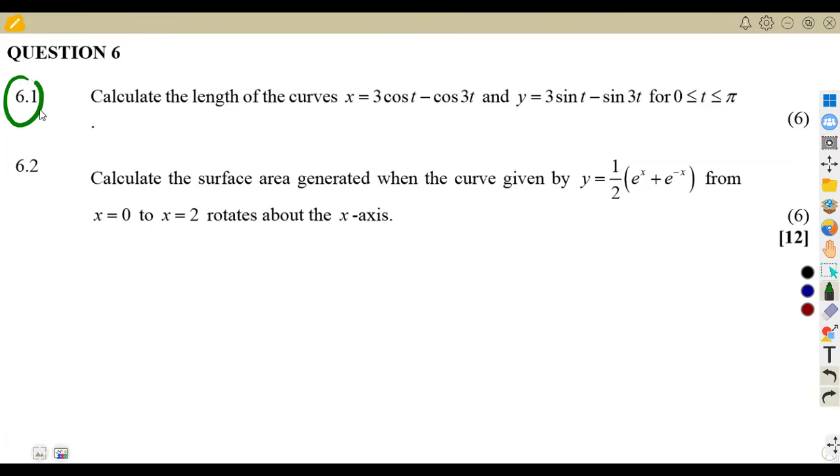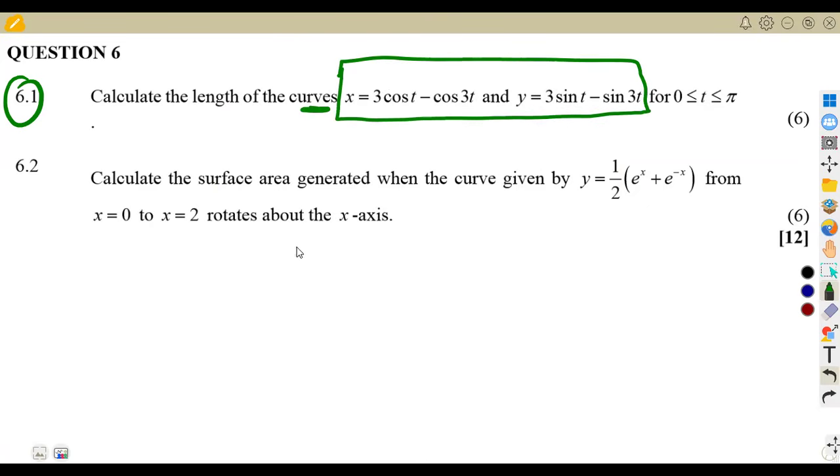So on the arc length, on 6.1, this is a question of November 2022 that we're going to revise. We are given to calculate the length of the curve. So there are two curves here. X is equal to this and Y is equal to this. If we take a closer look at these two equations, what is the name that you give where X is in terms of T, Y is also in terms of T? These are referred to as parametric. So here we are given a parametric equation.